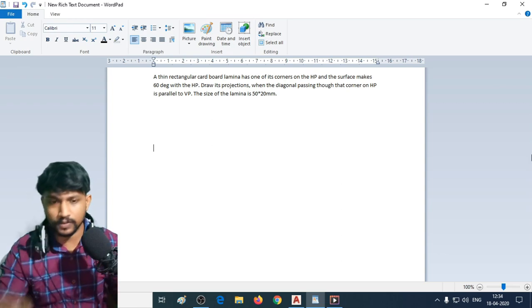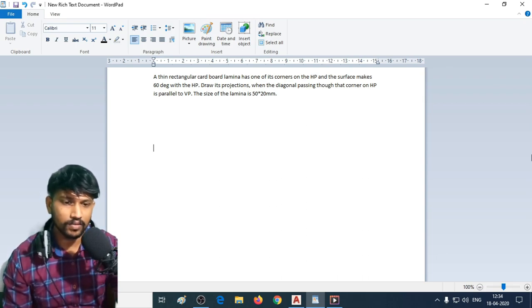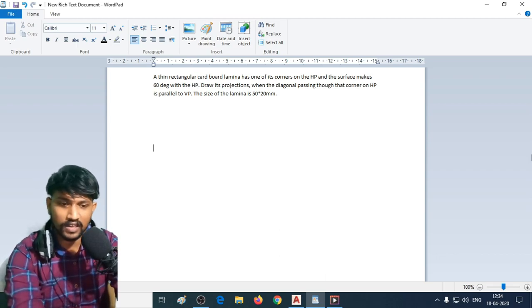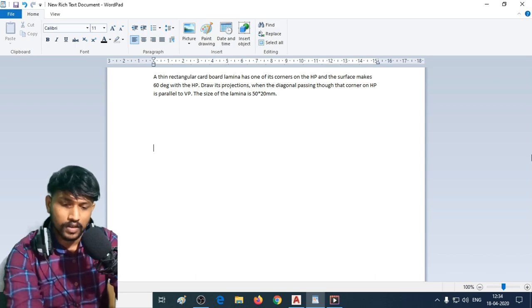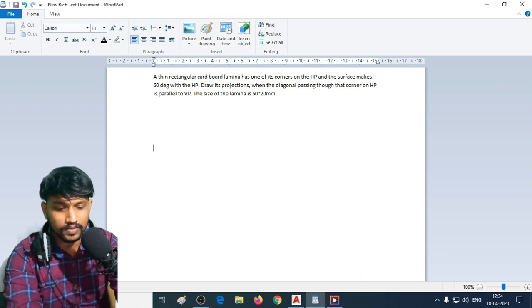Let us first try to understand each and everything that was given in the problem. I've told this in the earlier classes also, so I will repeat the procedure again. Whenever you are given a problem related to planes, how do you solve it? What are the points that you need to remember while solving these plane problems?